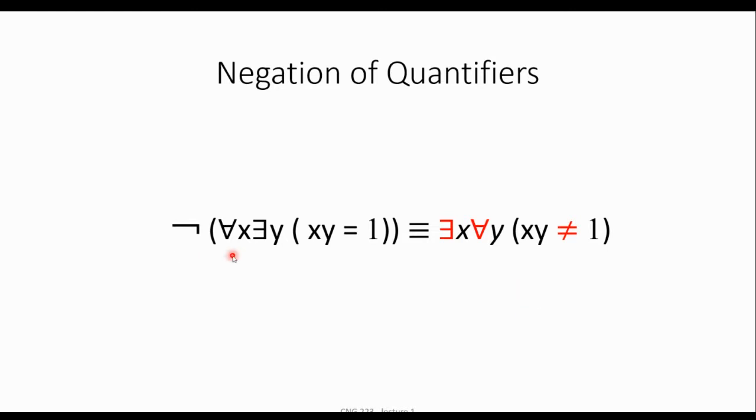So you see, for negation, it's easy. You just change the quantifiers like this and just change the equation from equality to not equal. If it was greater than, then it will be less than or equal, for example, for this scenario.